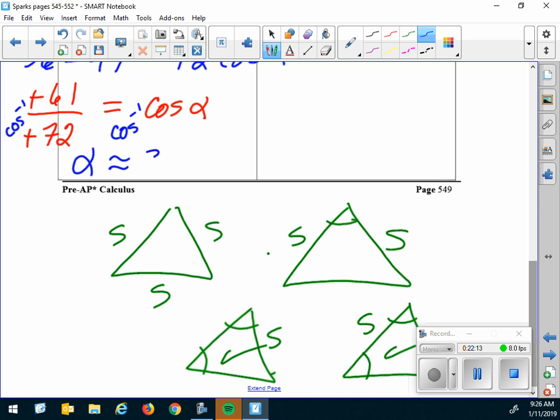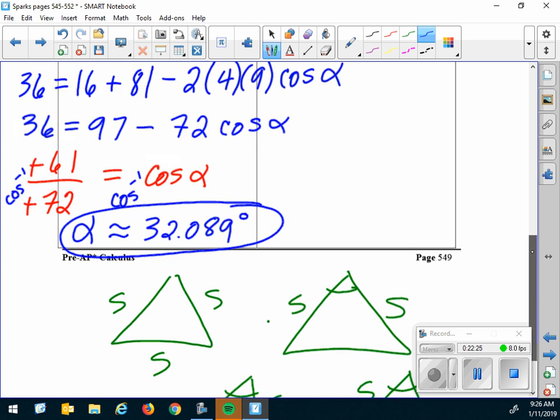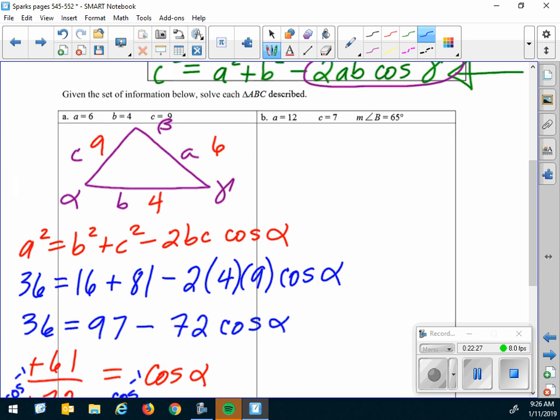Approximately 32.08 degrees. Store that in A. I know alpha, so I know that angle.